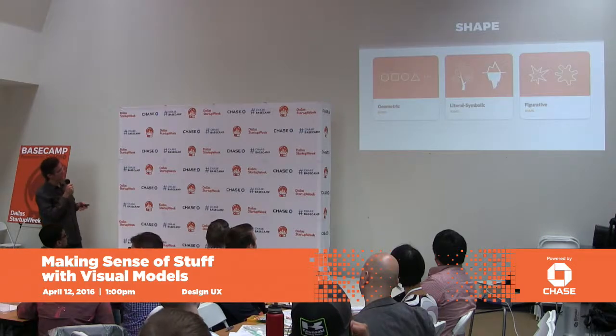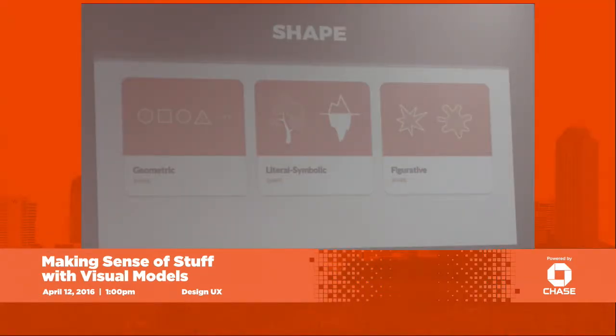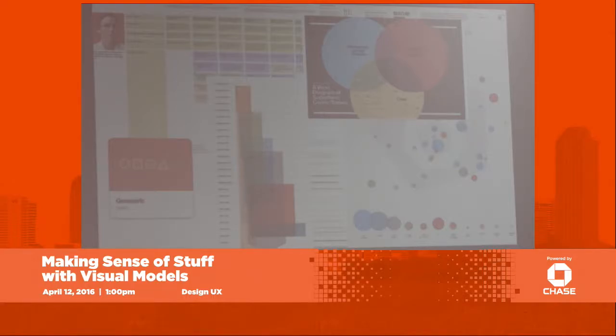So let me walk through these really quickly. Once you arrange stuff, you can choose, do we use shapes, squares, circles, what have you, to represent it? Do we use a metaphor, something like a tree or an iceberg? How many of you have been in a business presentation where someone used the iceberg model? Like, here's the stuff you see, here's all the stuff below the water. Yeah, very, very common model, and then figurative. And let me go through these really quickly.